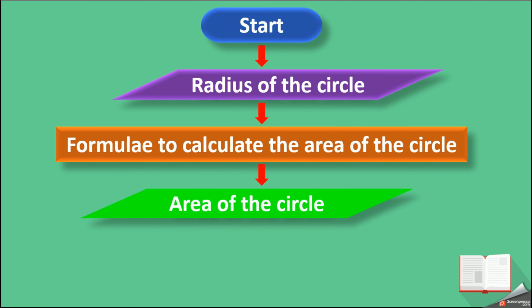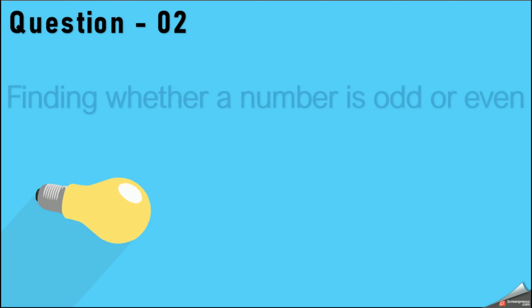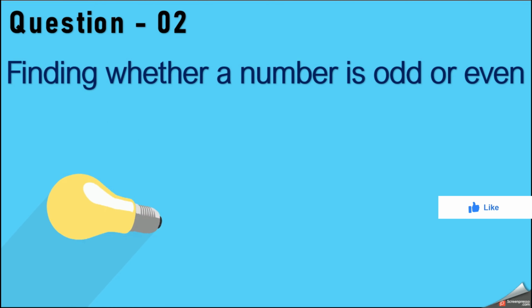Now let's add the output. Means the area of the circle. Now we can end it. Now let's go to our next question. Here we are going to find whether a given number is odd or even.